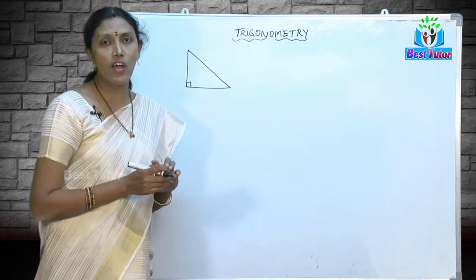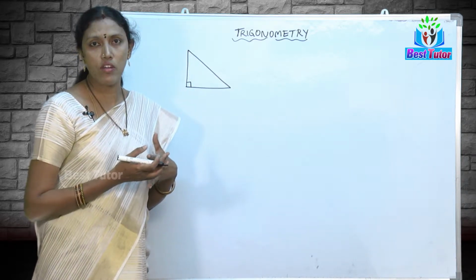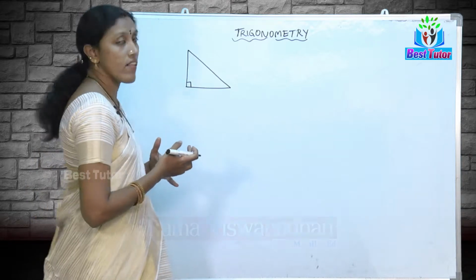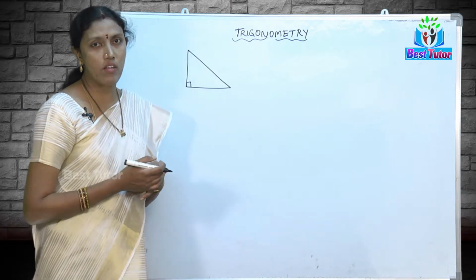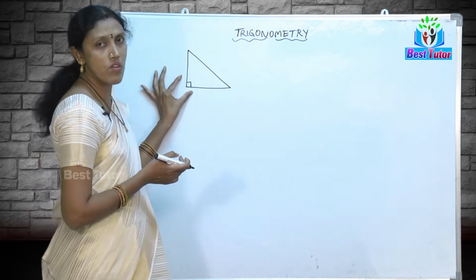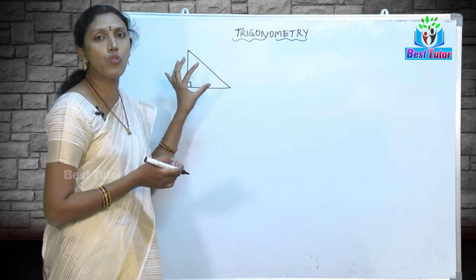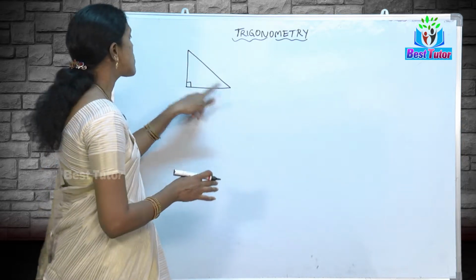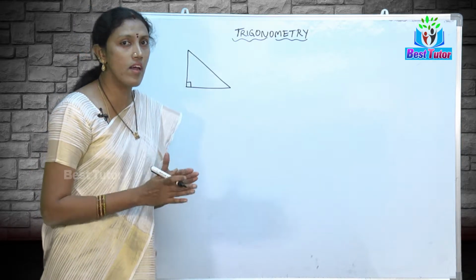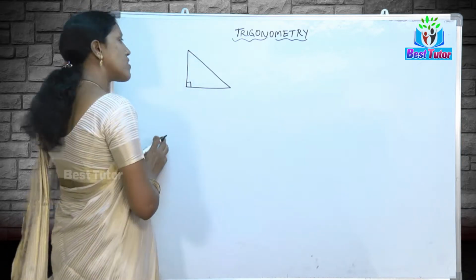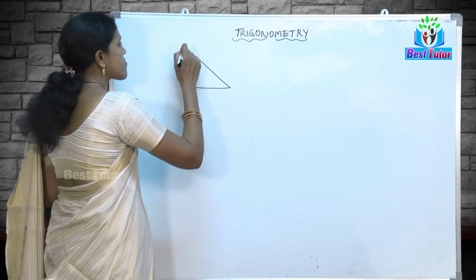Can a triangle have more than one angle whose measure is equal to 90 degrees? No, it's not possible. And the reason is the sum of the angles of a triangle is equal to 180 degrees. So if we have one angle whose measure is equal to 90 degrees, then there cannot be another angle whose measure is 90 degrees. So these two angles should be acute angles. That means their measure should be less than 90 degrees. So this is a right angle triangle. This is the 90 degree right angle.